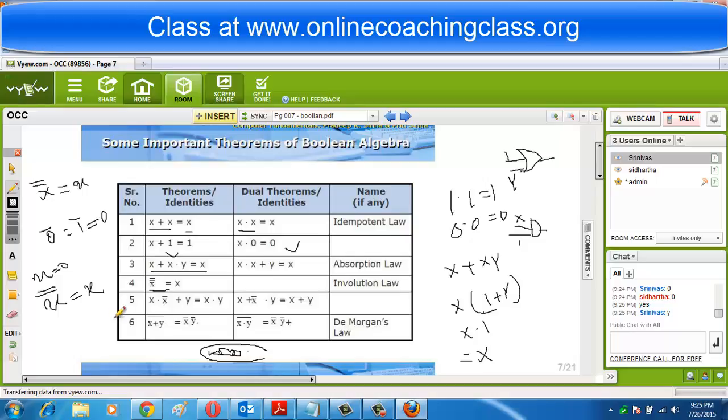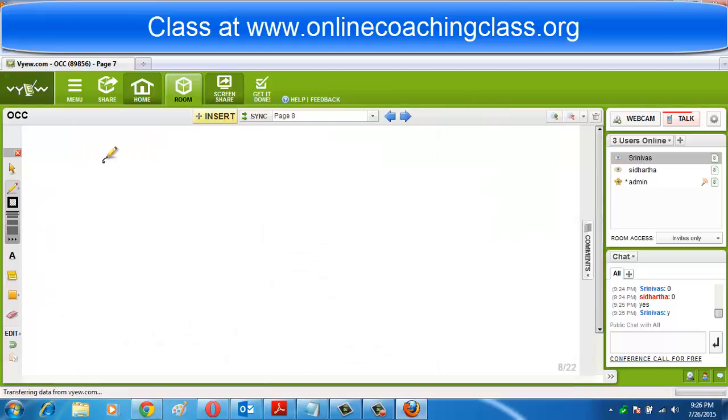Now in this way, you have to remember and do those. Let me tell you what De Morgan's theorem is. What I typed is completely wrong, it was a typing mistake by me. I will just write De Morgan's theorem for you. x dot y bar we can write as x bar plus y bar.